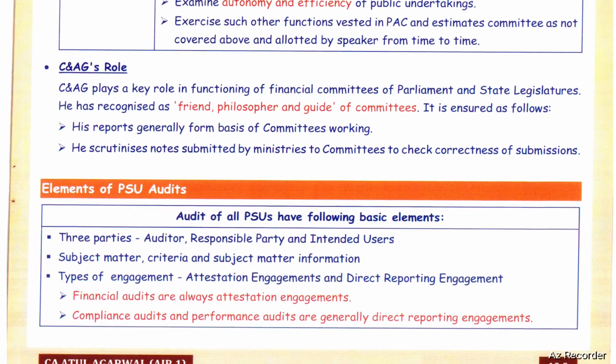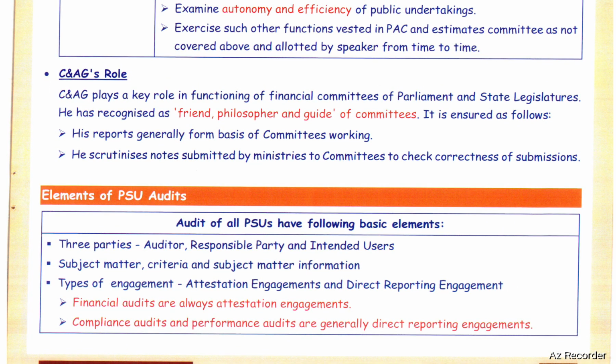Elements of PSU audit. Audit of all PSUs has the following basic elements. There are three parties: auditor, responsible party, and intended users. There will be subject matter, criteria, and subject matter information. Types of engagements. There are two types of engagements: attestation engagement and direct reporting engagement. Financial audits are always attestation engagements, whereas compliance audit and performance audits are generally direct reporting engagements.